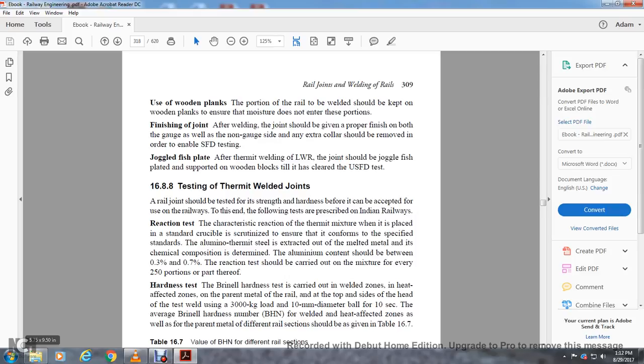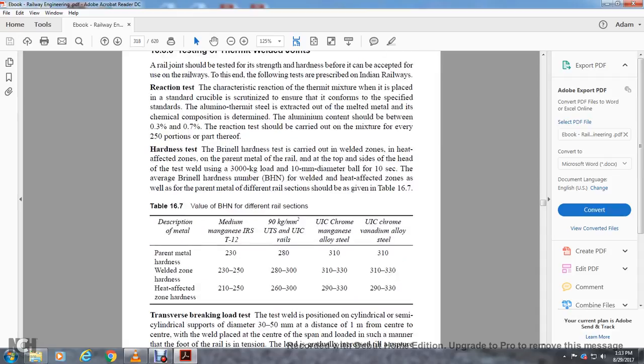Hardness test. The Brinell hardness test is carried out on the welding zone, the heat affected zone, and the parent metal of the rail, on the top of the head of the test weld, with about 3,000 kilograms load using a 10 millimeter diameter ball for 10 seconds. The average Brinell hardness number for the weld, the heat affected zone, and the parent metal for different rail sections is given in 16.7.